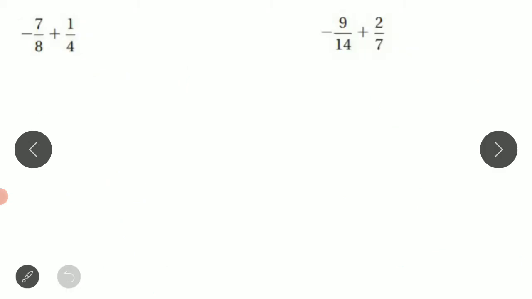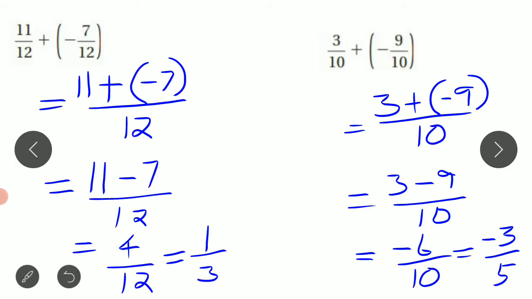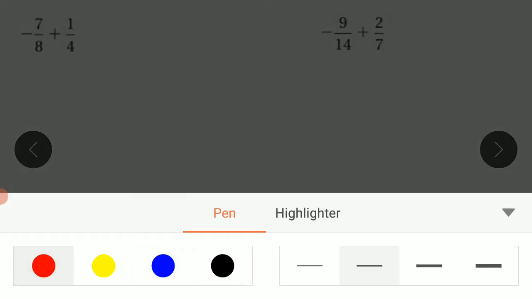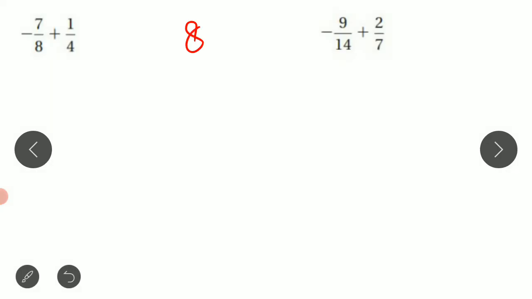Let's see two more questions. In the previous questions, the denominators were the same, is it? So we did it directly, we simplified the numerators by taking the common denominator. Now you see the third question. Before going to add or subtract, we need to see the denominators. Here the denominators of the rational numbers are different. So if the denominators are different, then the next step is to find the LCM of the denominators. Let's find the LCM of denominators.